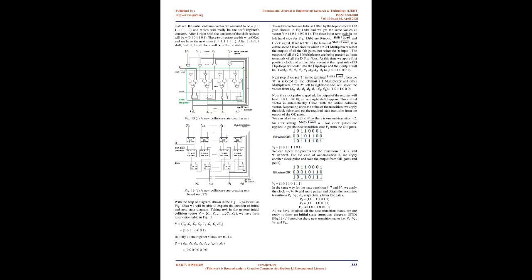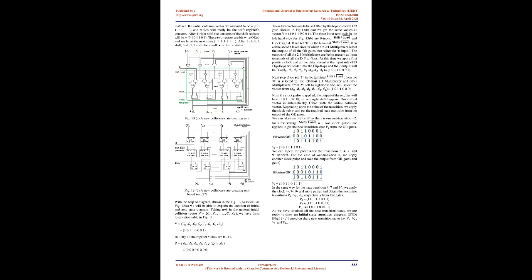10110001. The 3 input terminals in the left-hand side for Fig. 13, B, are 0 input, and clock signal. If we set 0 in the terminal, then all the second-level circuits which are 2:1 multiplexers select the outputs of all the OR gates, not select the 0 input. The outputs of all the 2:1 multiplexers are being present at input terminals of all the D flip-flops.